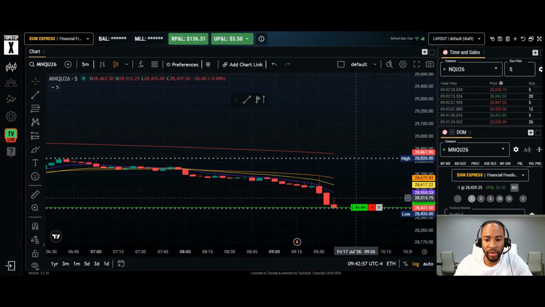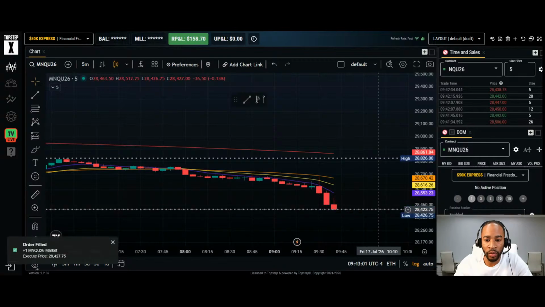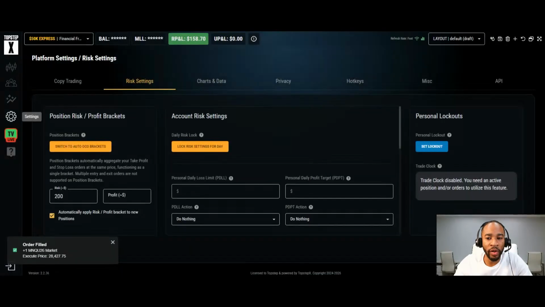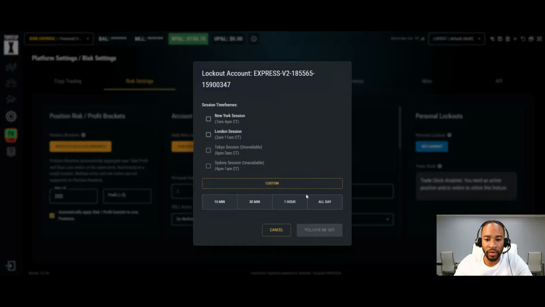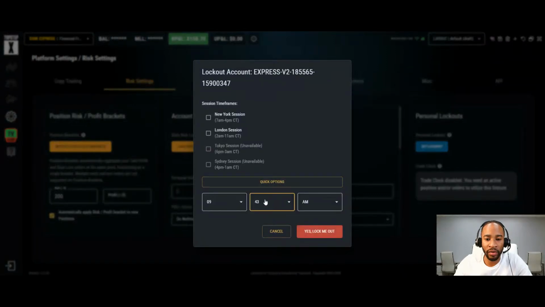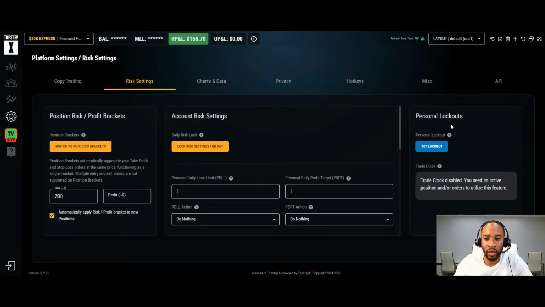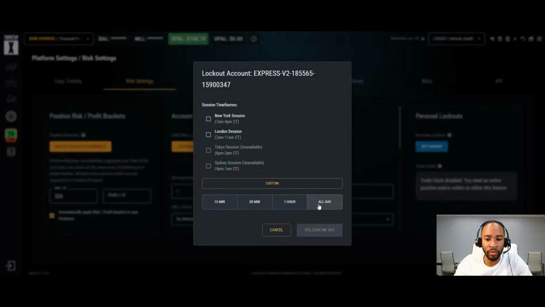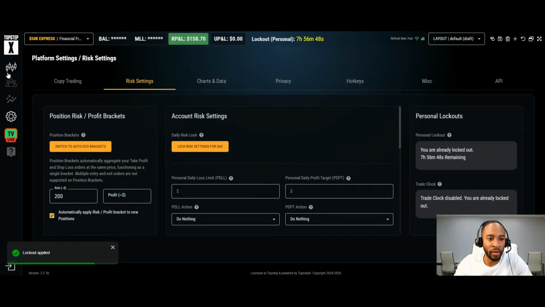And I'll place my... beautiful. Order filled. All right, so family, I'm going to go ahead and lock this account. Let's go ahead and lock this account. And we'll lock it all day because I am 1 day away from a payout in this account.